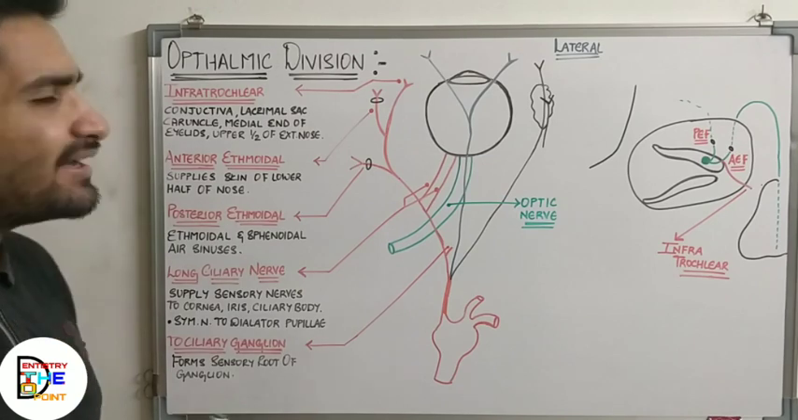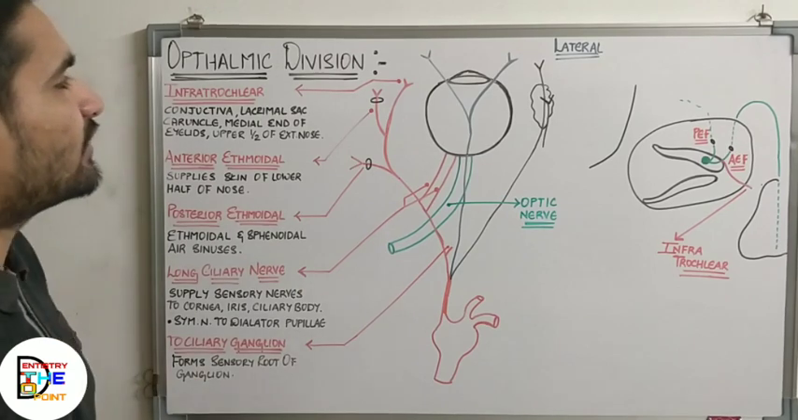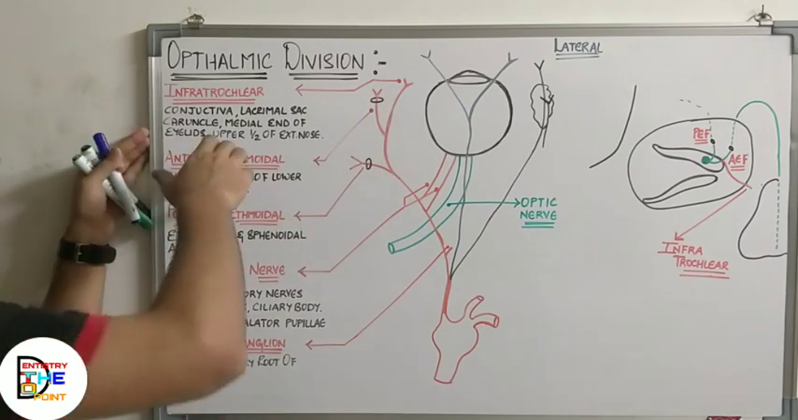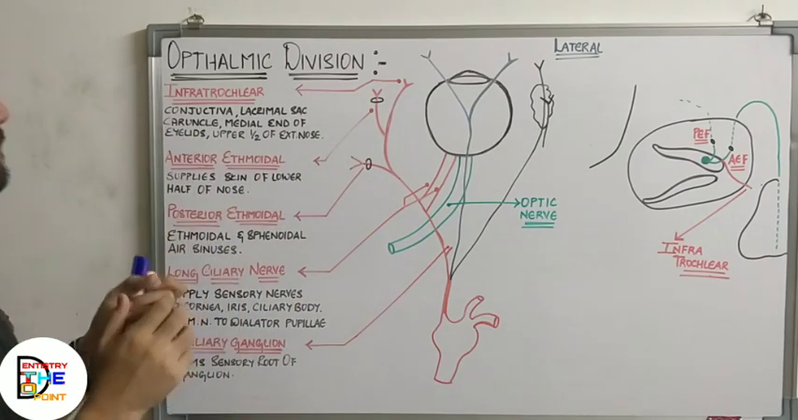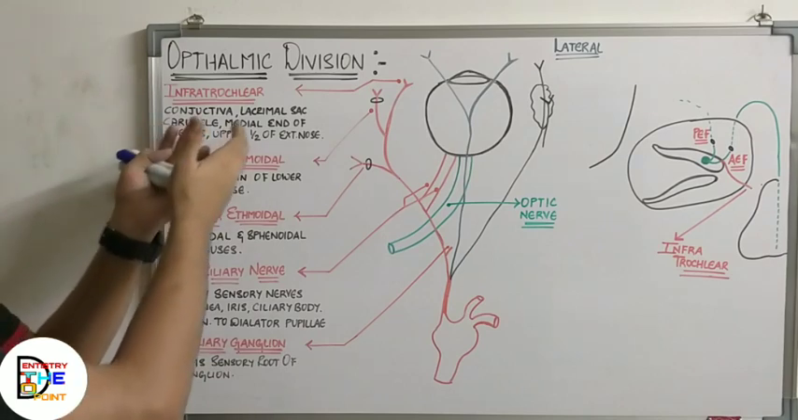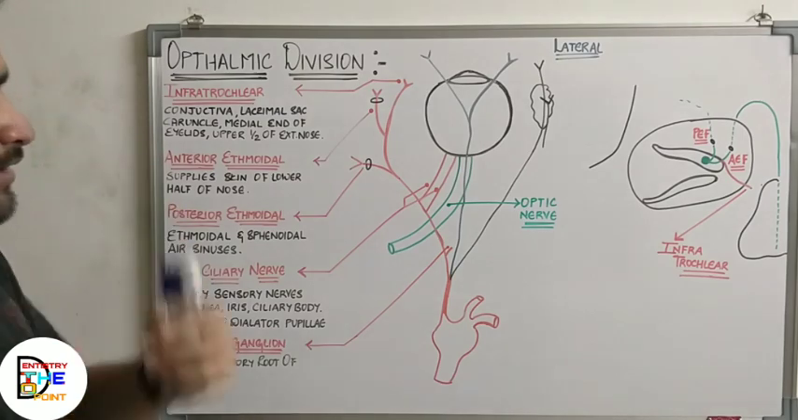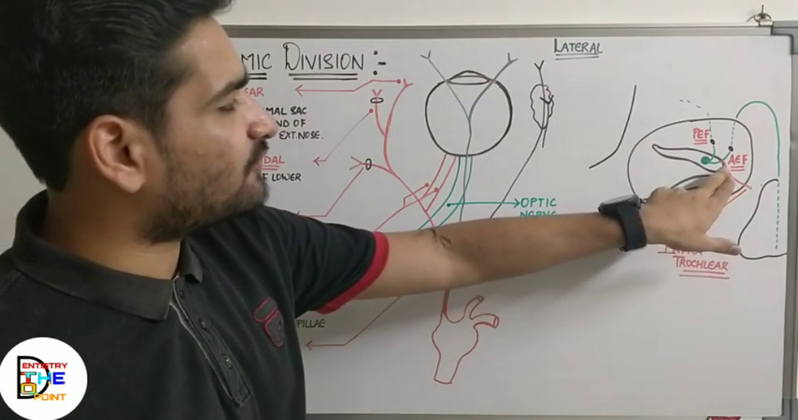Now the last branch is infratrochlear. Infratrochlear is the last terminal branch, I should say. So this is going to supply the conjunctiva, lacrimal sac, caruncle, medial end of eyelids, and upper half of the nose, right? So this is your infratrochlear nerve.